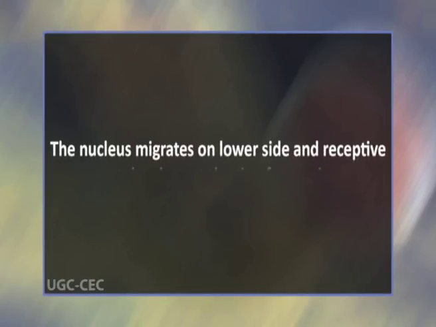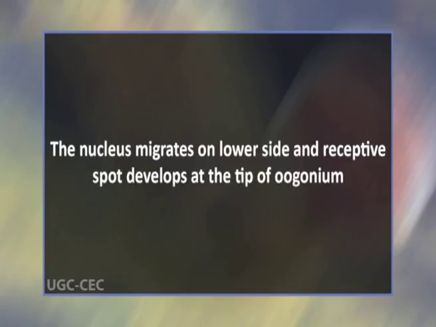The tube cells elongate and get spirally twisted in a clockwise direction on the oogonium. The nucleus migrates to the lower side and a receptor spot develops at the tip of the oogonium. A large amount of starch and oil gets deposited in the oogonium. The oogonial cell possesses a single large egg or ovum.